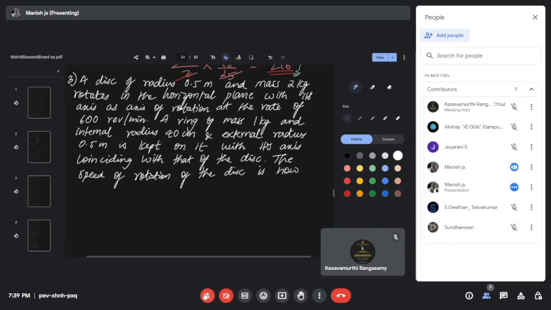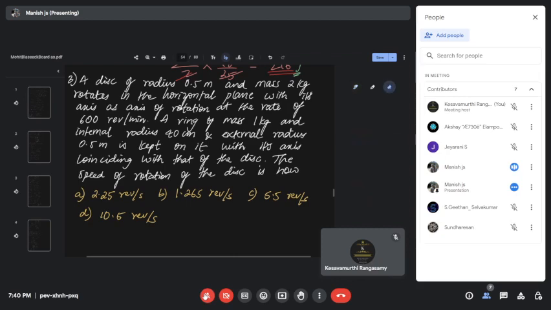is now, I'm giving you the options. First option 2.25. Okay, these are all in revolutions per second. So 2.25 revolutions per second. Option B 1.265 revolutions per second, and option C 5.5 revolutions per second, and finally option D 10.5 revolutions per second. The last one is 10.5, not 6. Let me just change it. Yeah, 10.5 revolutions per second.